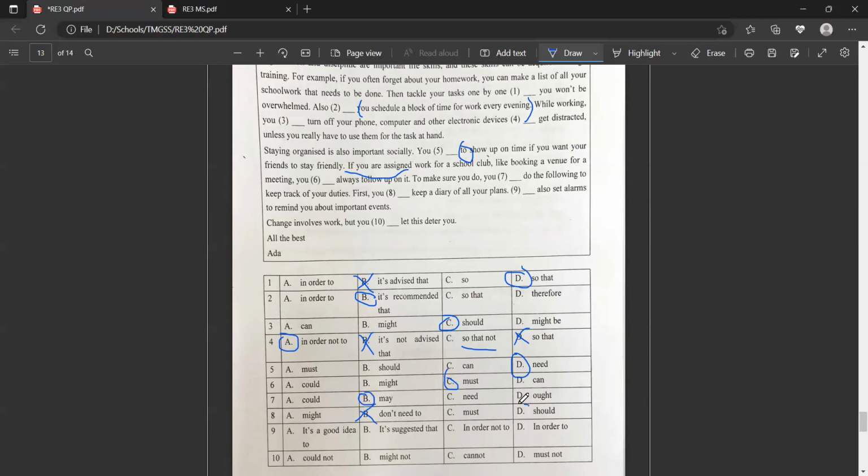You should keep a diary. Do also set alarms. So this is not a clause because we don't have a subject here. So it will not be B. These two, they cannot stand alone. You see here, also set alarms to remind you about important events. In order not to, or in order to, also set alarms. After in order to, we need one more clause. Okay.